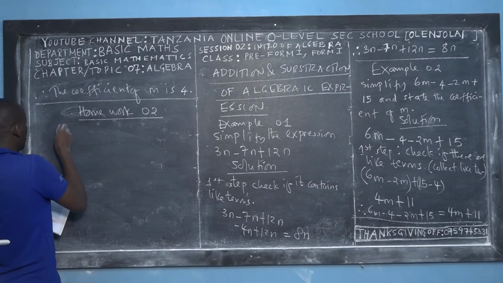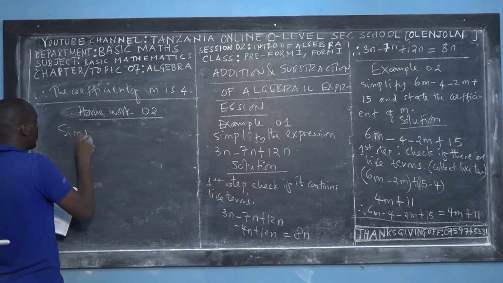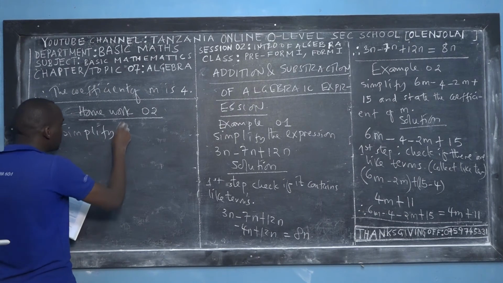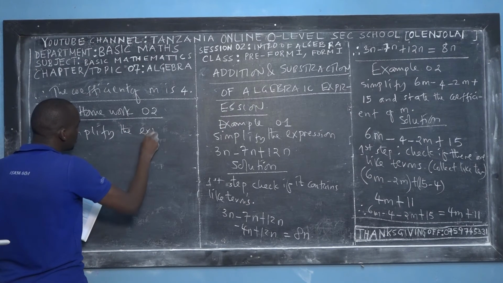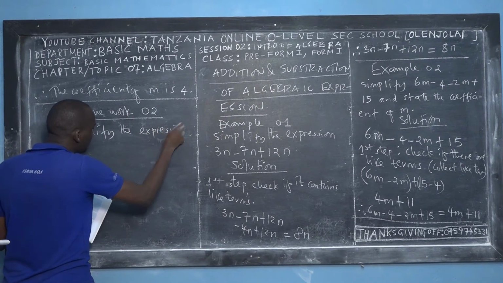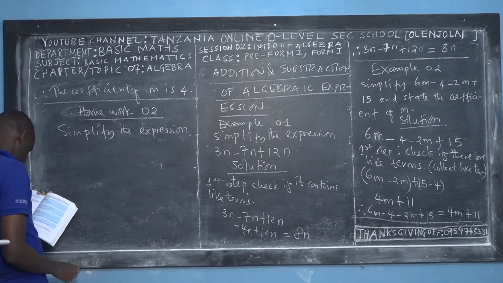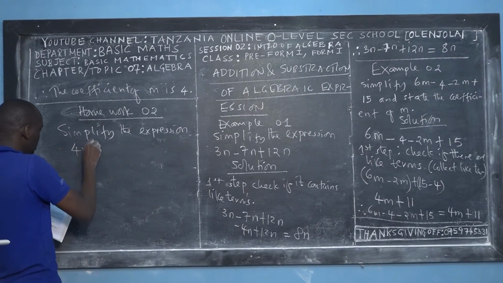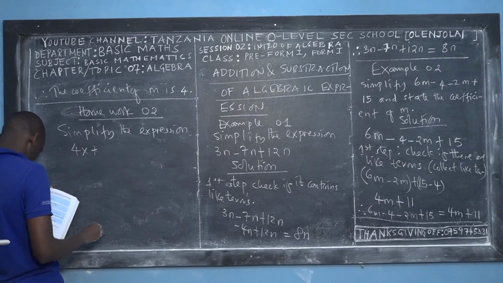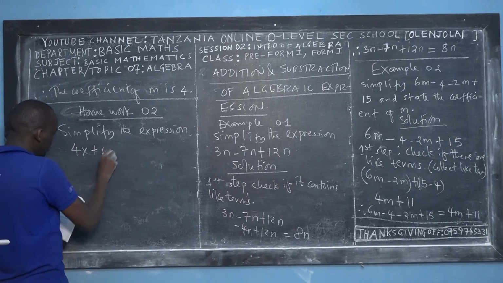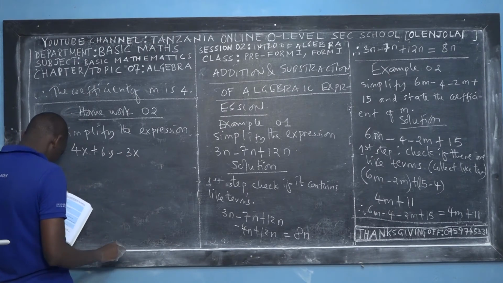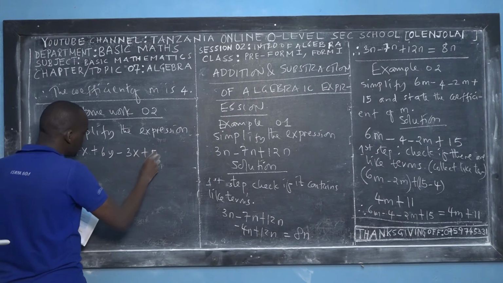It is a very simple question. Simplify the expression. So simplify the expression, okay? Simplify the expression for 4x plus 6y minus 3x and then plus 5y.